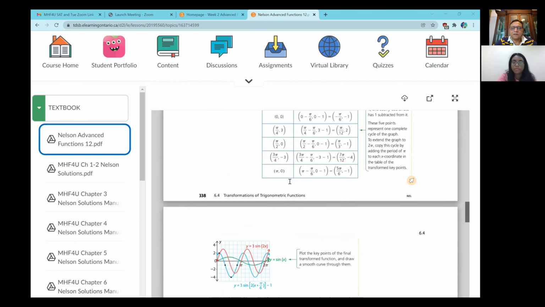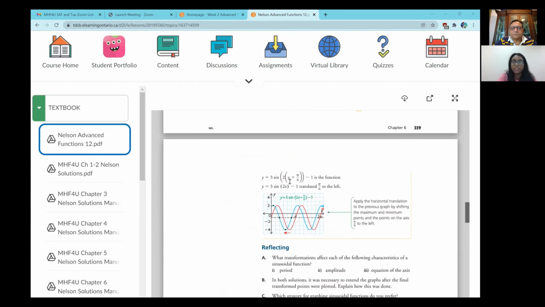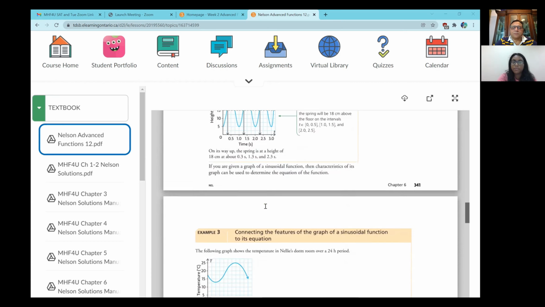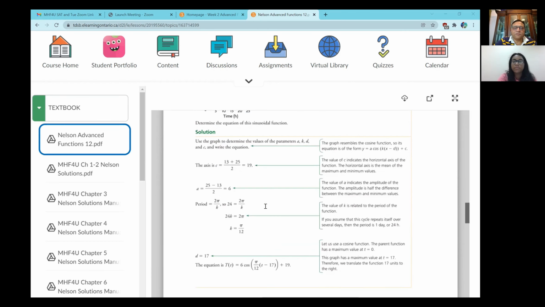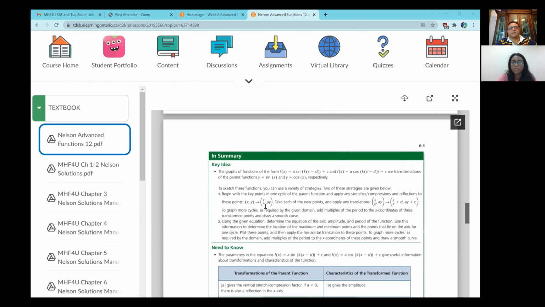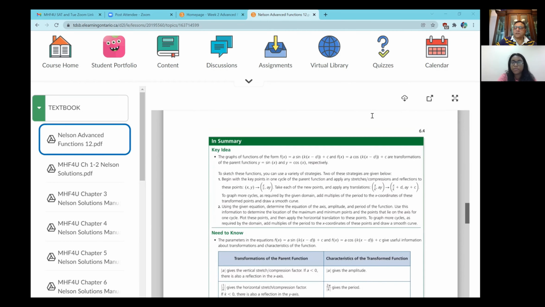Perfect. Move forward. So some application questions. Then you are finding the equation from the graph, right? Can you please read the key summary here?